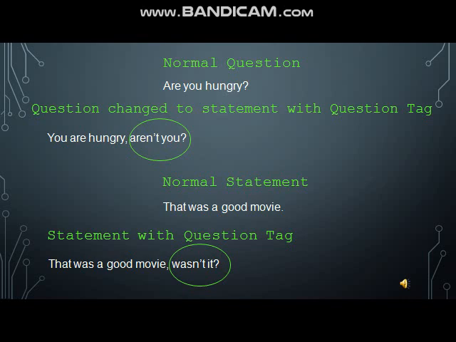Even when we have the past: that was a good movie, wasn't it? So usually we take the auxiliary and change it to the opposite. If it is positive, change it to negative.